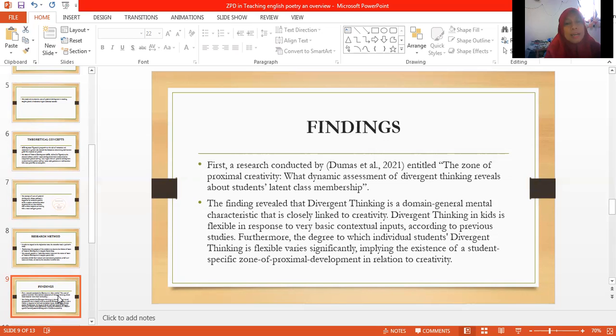One point here: when we touch the ZPD of a student, the result is that we can say that divergent thinking is related to the creativity of a student.